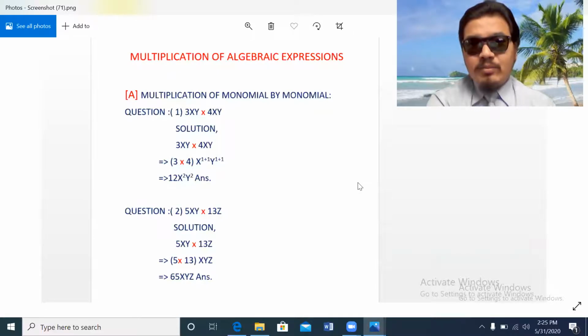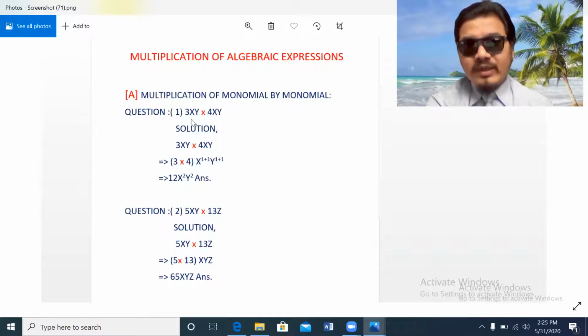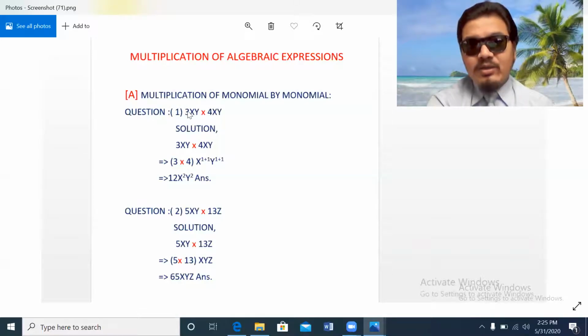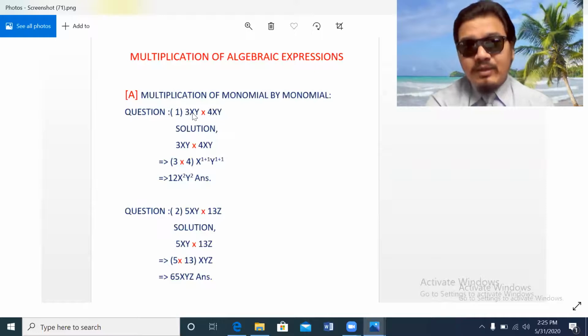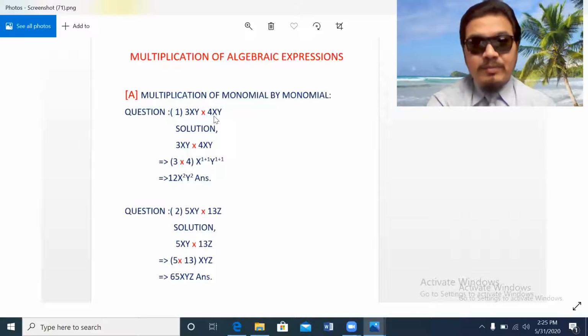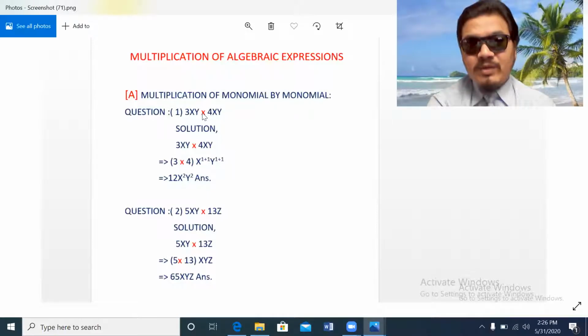Okay, in a monomial, we have only one term. Like here, look in question number 1. 3xy, and another one is 4xy. This 3xy is one term, and this 4xy is another term. And between them, there is a red one. To separate it, I have written it in red ink. Red one, it's the multiplication.